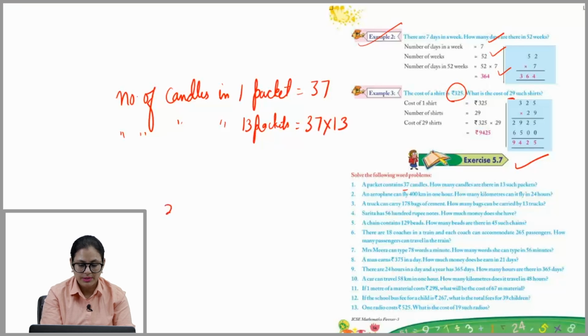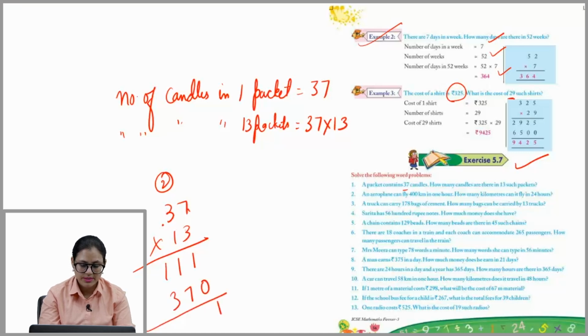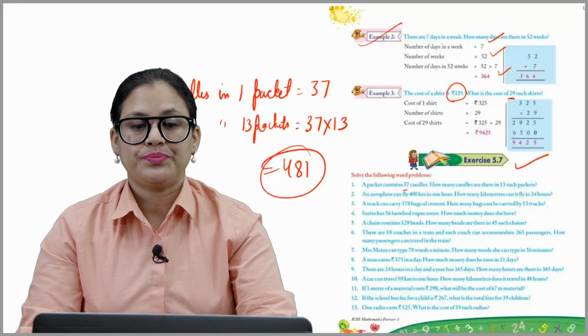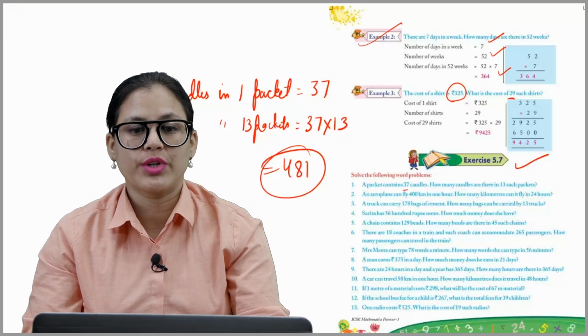Now let's multiply. 3 7s are 21, 2 carry, 3 3s are 9, plus 2, 11. Now put 0 here, 1 7 is 7, 1 3 is 3. 1, 7 plus 1, 8, 3 plus 1, 4. So 481 candles are there in 13 packets. Okay, students. Now you will do practice of the remaining questions.